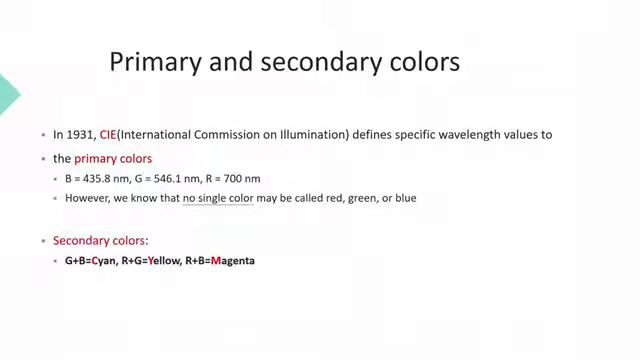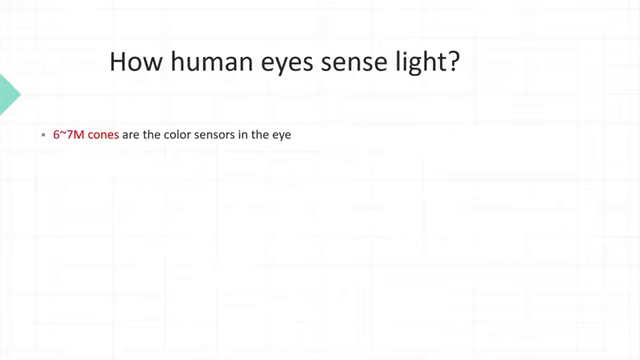Next, secondary colors. The secondary colors are derived using combinations of the primary colors. Addition of green and blue gives rise to cyan, addition of red and green leads us to yellow, and red and blue leads us to magenta. Cyan, magenta, yellow, the CMY model, represents the secondary colors, just as RGB represents the primary colors.